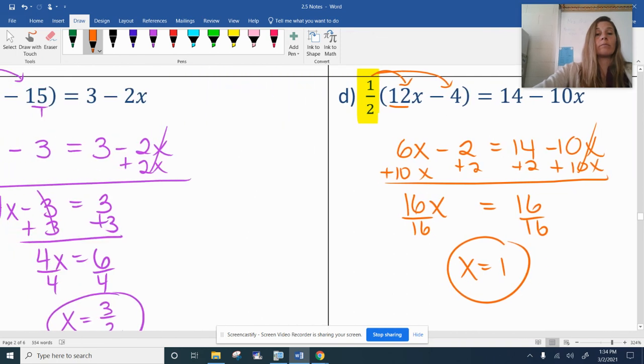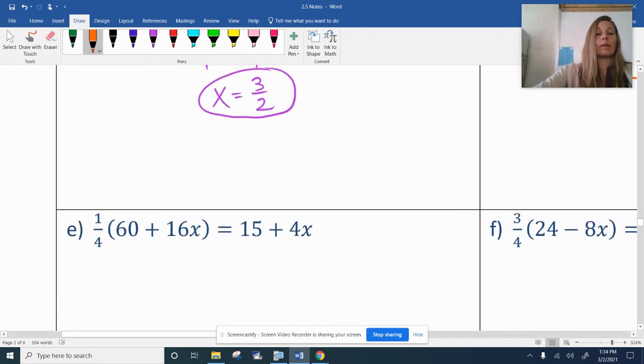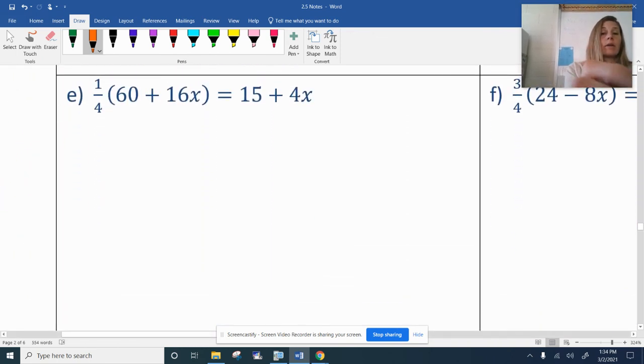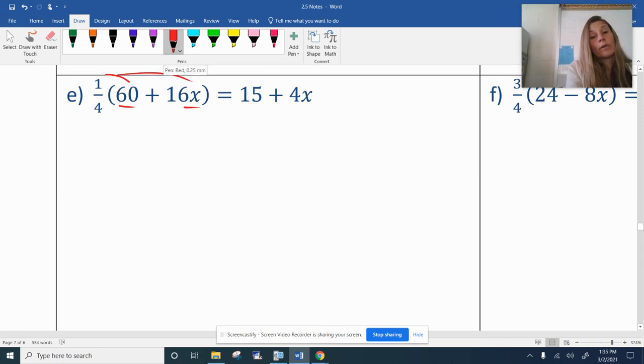All right, moving on to example E. Okay, once again, these two numbers in here are both divisible by 4, so I can just distribute my 1/4. 1/4 of 60, or 60 divided by 4, is 15. 1/4 of 16 is 4x.